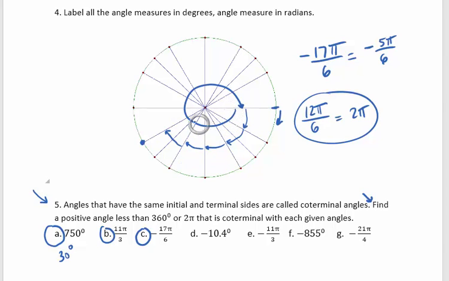We went all the way around the circle once. That was 12 pi over 6, or I guess negative 12 pi over 6. And then what was left is negative 5 pi over 6. Now, notice we don't want to give this as a negative answer, though, because the instructions were to give a positive angle measure. This is a negative angle measure, so we wouldn't want to answer negative 5 pi over 6.